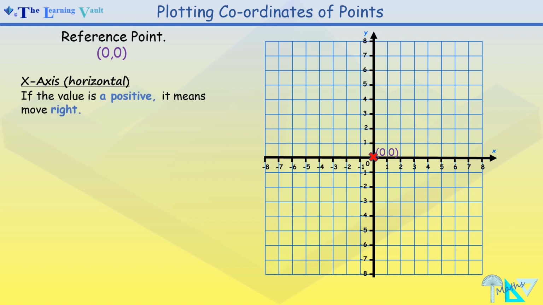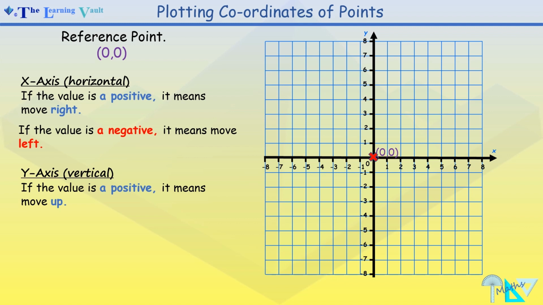For the x value, if the value is positive, it means move right. If the value is negative, it means move left. For the y value, if the value is positive, it means move up. And if the value is negative, it means move down.